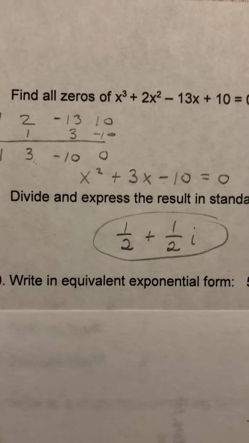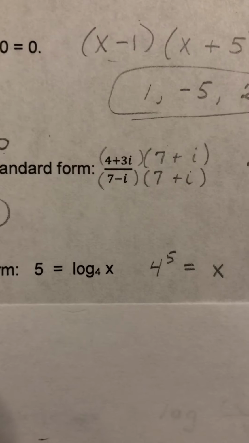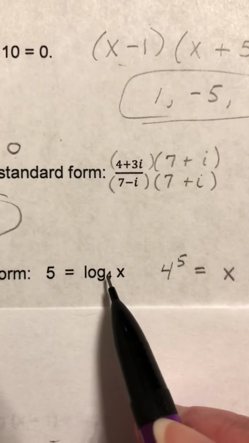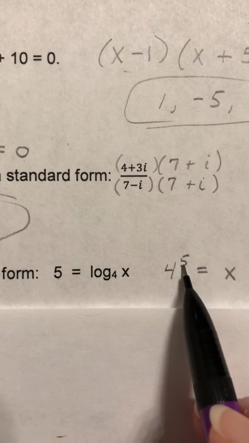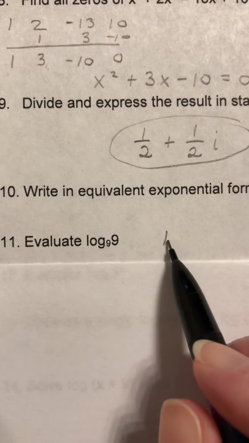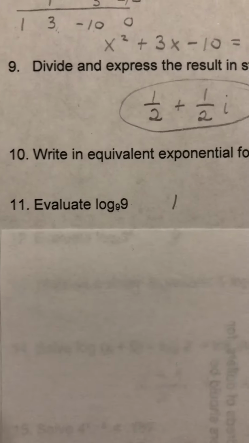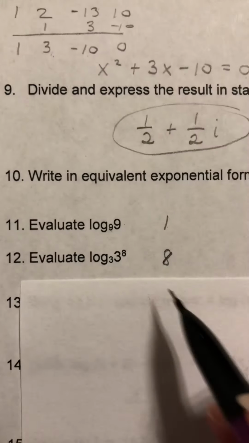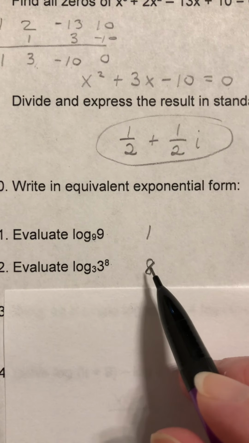Number 10, write in equivalent exponential form. So the base of the logarithm is the base of the power. The answer to the logarithm is the exponent. Number 11, evaluate log base 9 of 9. It's just 1 because 9 to the first power is 9. Evaluate log base 3 of 3 to the 8th. It's just 8.